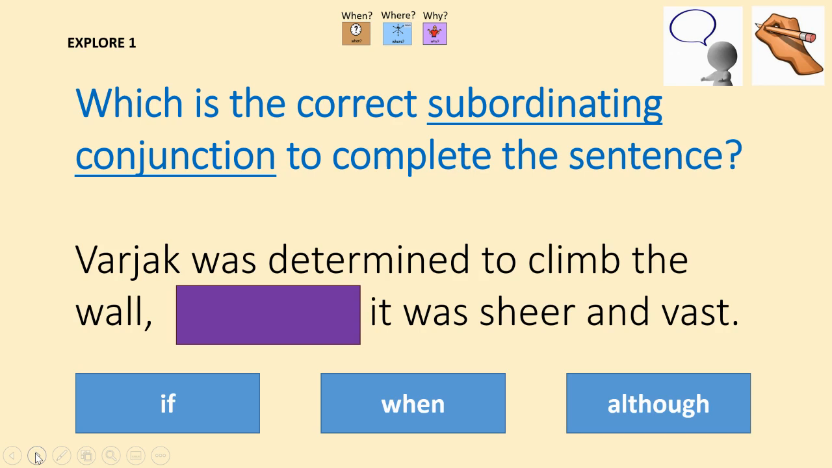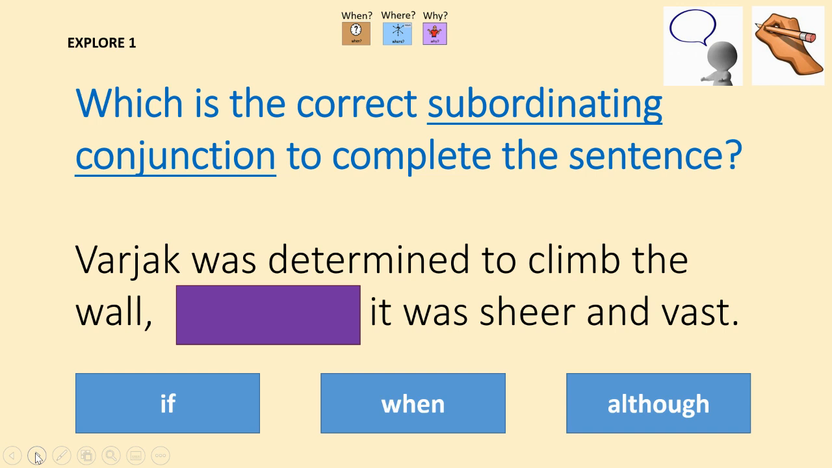Okay, so now we're going to have another look at some of my sentences. And this time, I haven't showed you the subordinating conjunction. I've given you the choice of 3. And one of these subordinating conjunctions will complete the sentence correctly. The other 2 don't and would actually make it sound really silly. So let's see if we can do this first one together, and we can get it right.